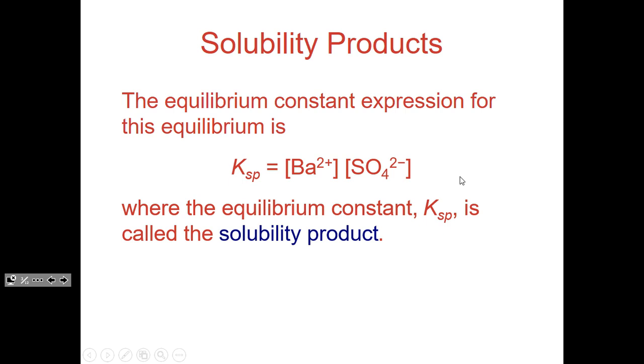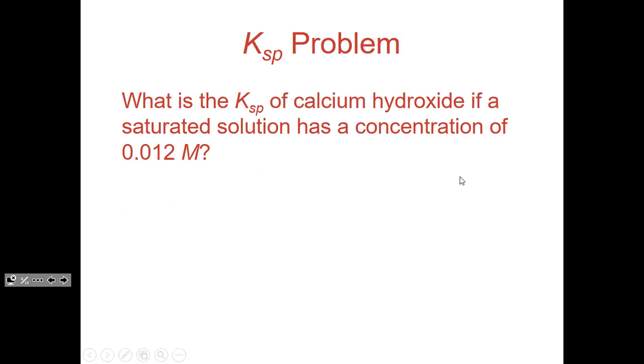Now, if we write the equilibrium expression for that reaction, it was the concentration of Ba2+ times the concentration of SO4 2-. Notice the barium sulfate is not in the equilibrium expression because that was a solid. And notice we're calling the K here Ksp. It means the solubility product, because that's what we're doing, multiplying solubilities here. It's a way to look at equilibrium conditions created by dissolving a solid in water that has a low solubility. So what's the Ksp of calcium hydroxide if a saturated solution has a concentration of 0.012 molar?